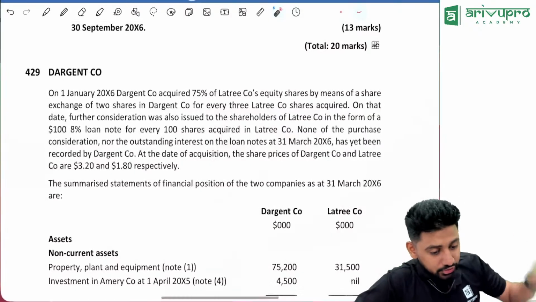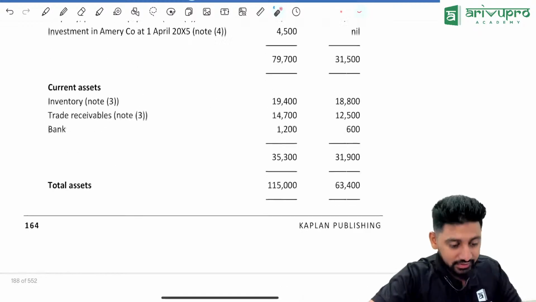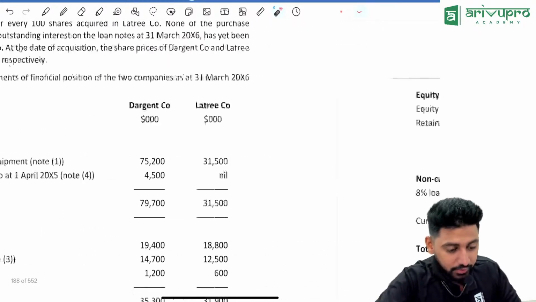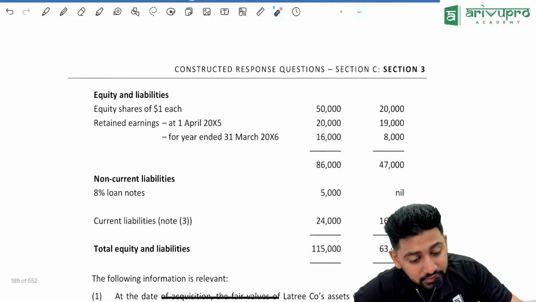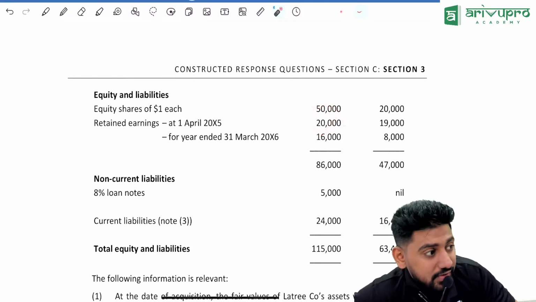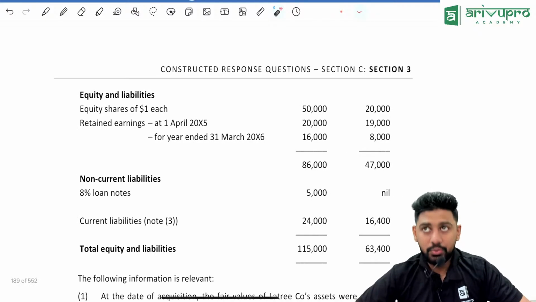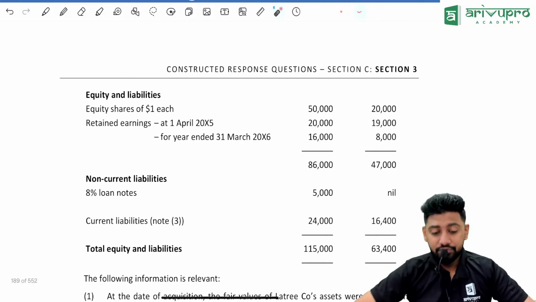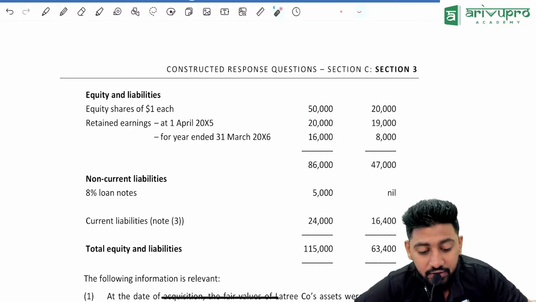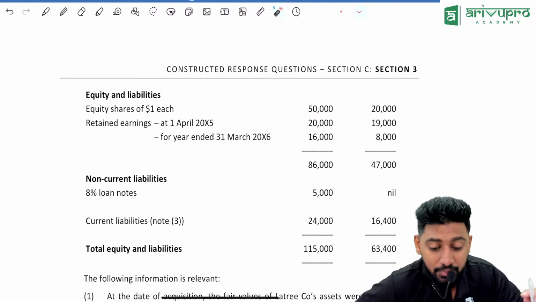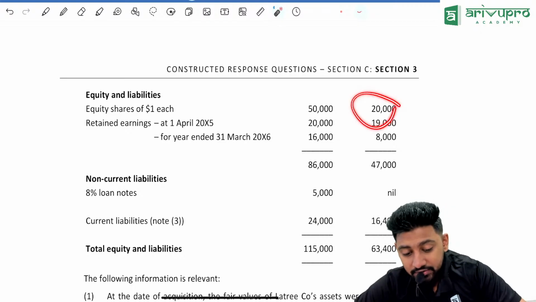I go back to the question. Where can I get the reserves as at the reporting date? I can go to the balance sheet. In the balance sheet, they say retained earnings on 1st of April 2015 is 20,000, and for the year ended 31st March 2016 is 16,000. That is for the parent, and for the subsidiary 19,000 and 8,000.